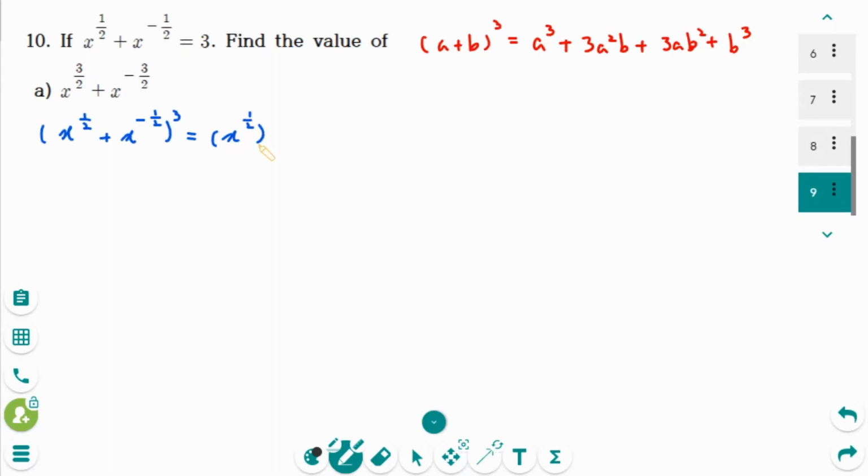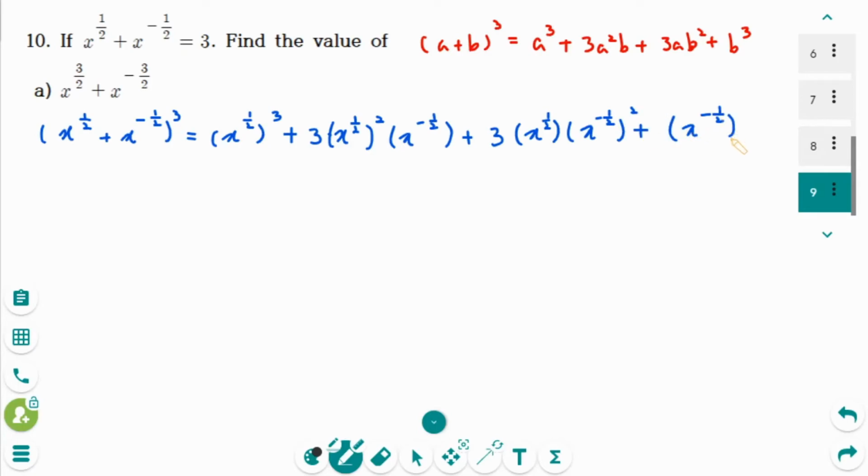So a part cubed plus 3 times a part squared times b part, plus 3 times a part times b part squared, plus b part cubed equals, the first one is 3. 3 cubed equals x^(3/2) plus 3 times x^(-1/2) plus 3 x^(1/2), then x^(-1) plus x^(-3/2).